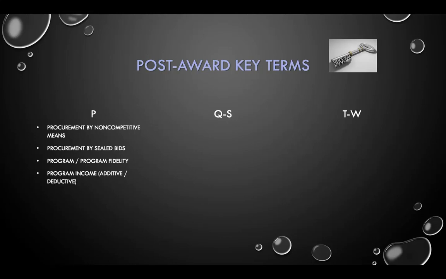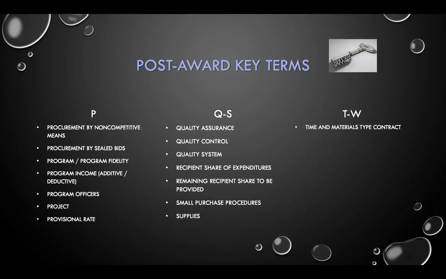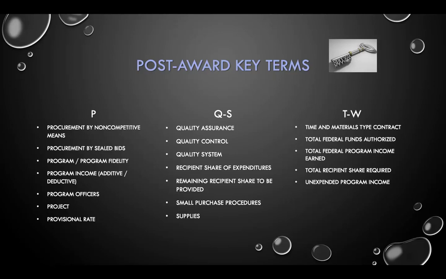program income, additive or deductive, program officers, project, provisional rate, quality assurance, quality control, quality system, recipient share of expenditures, remaining recipient share to be provided, small purchase procedures, supplies, time and materials type contract, total federal funds awarded, authorized, total federal program income earned, total recipient share required, unexpended program income, unobligated balance, value engineering, and work plan.